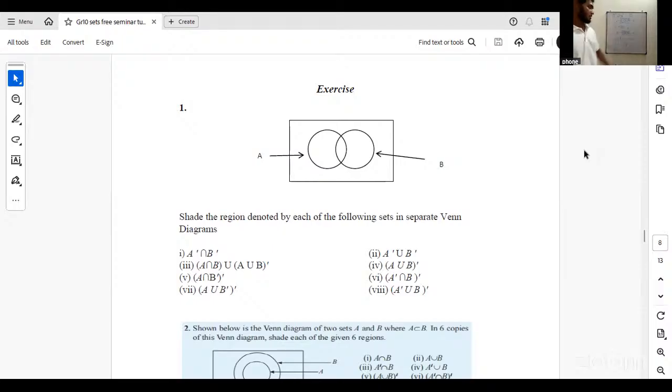A union B dash. Let's separate it in markings. A intersecting B dash, so this region is this one. A union B is this. A and B together is called A union B. This is A and B. But A union B dash is the complement, the outside region.